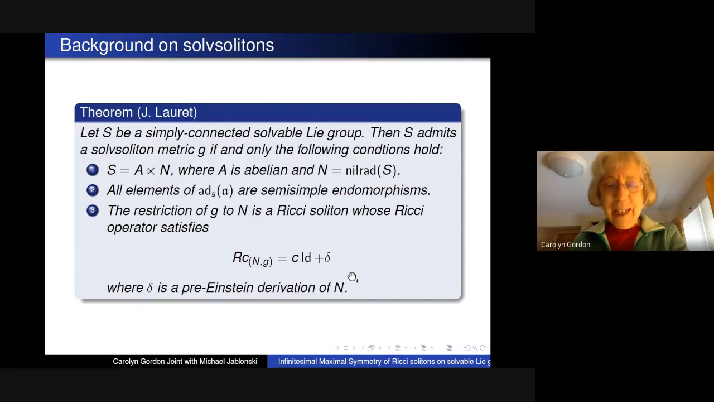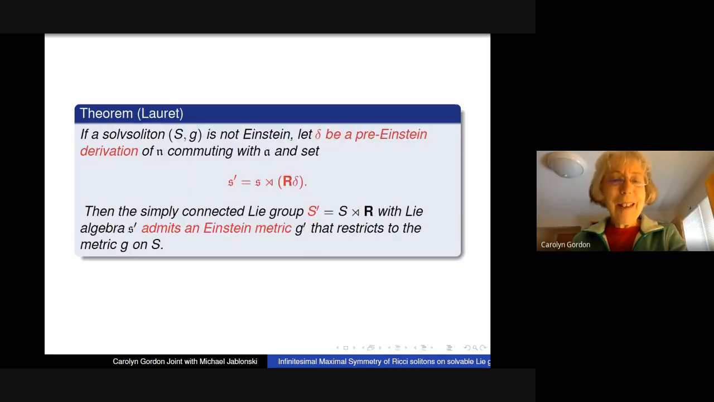Now, what we'll be using more strongly is the second half of this theorem of Jorge, which I'm saying is another result. So if a solve-soliton is not Einstein, sorry, I should have said Lauret, because Emilio is in the room too. If a solve-soliton is not Einstein, let delta be a pre-Einstein derivation of N, commuting with A. Then it will extend to a derivation of the Lie algebra of S.